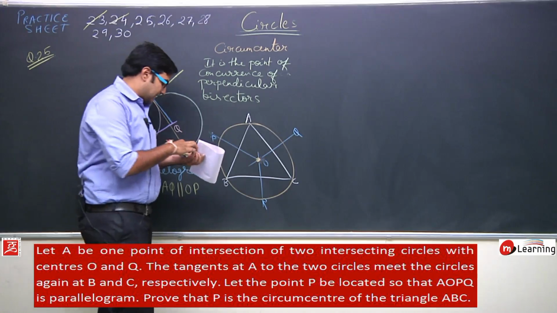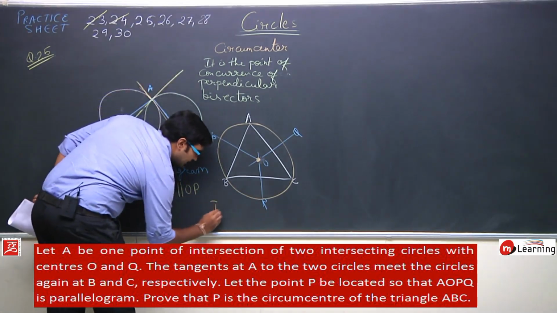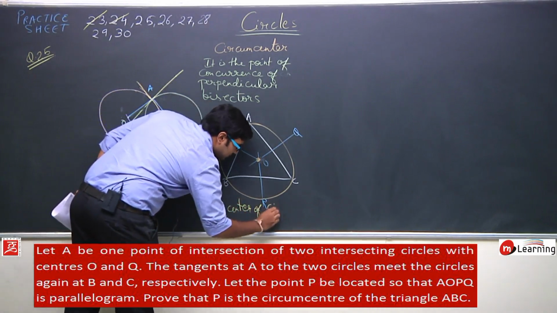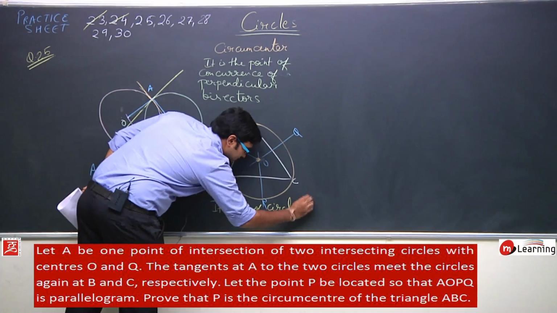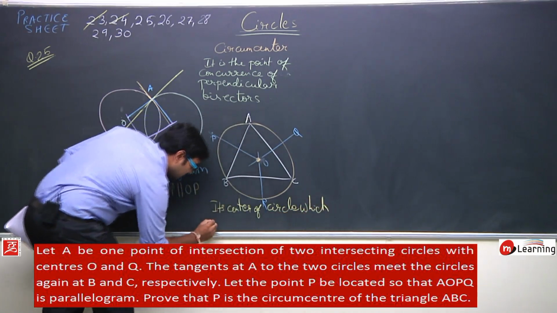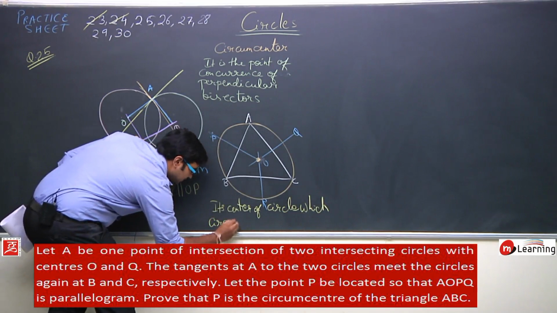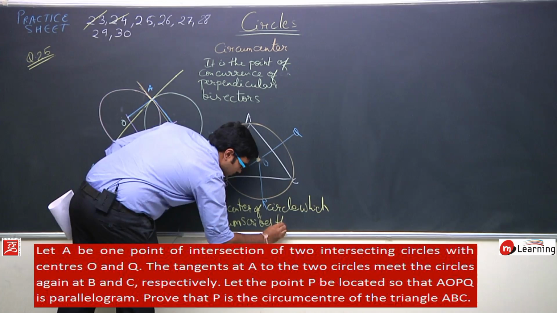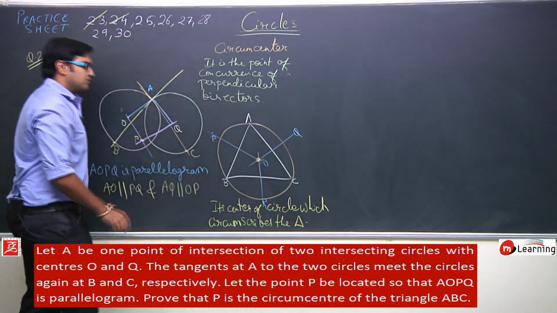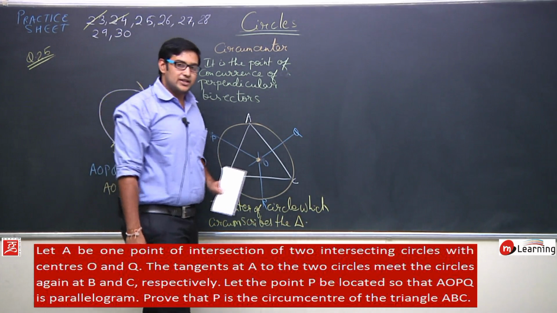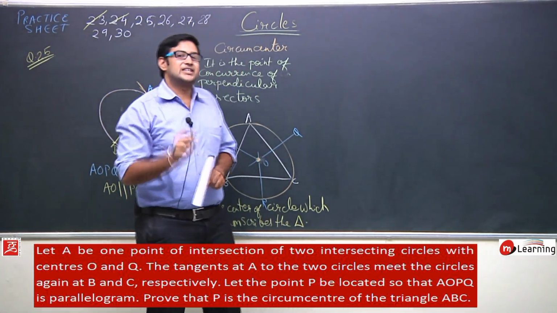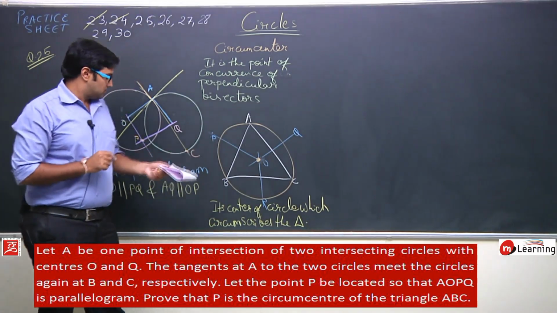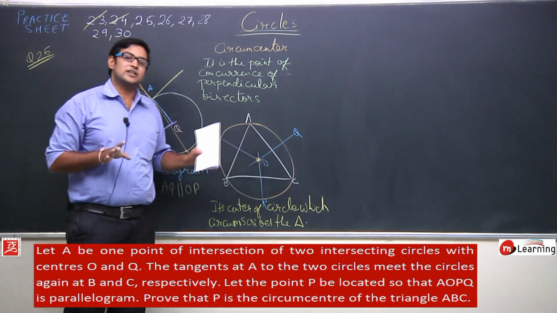Okay, so here I can write this: it is the center of the circle which circumscribes the triangle. That's why it is known as the circumcenter, that is the center of the circumcircle. So this is the definition of circumcenter.